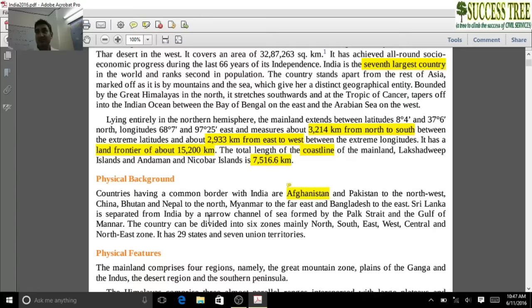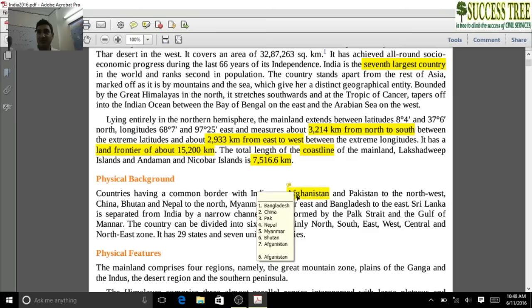So Bangladesh has the largest border, then China, then Pakistan, then Nepal, then Myanmar, then Bhutan, and then Afghanistan. So this is the order. I have highlighted the points in this ebook, and at certain places I have added notes as well. Once you move your cursor over that part, you will find the point, and you can add notes.